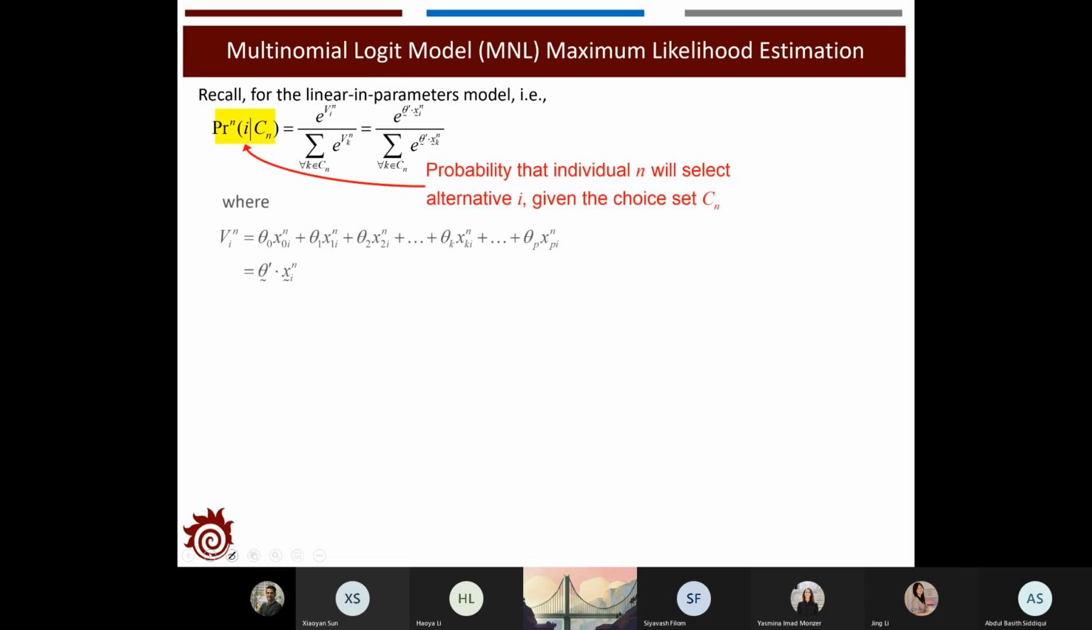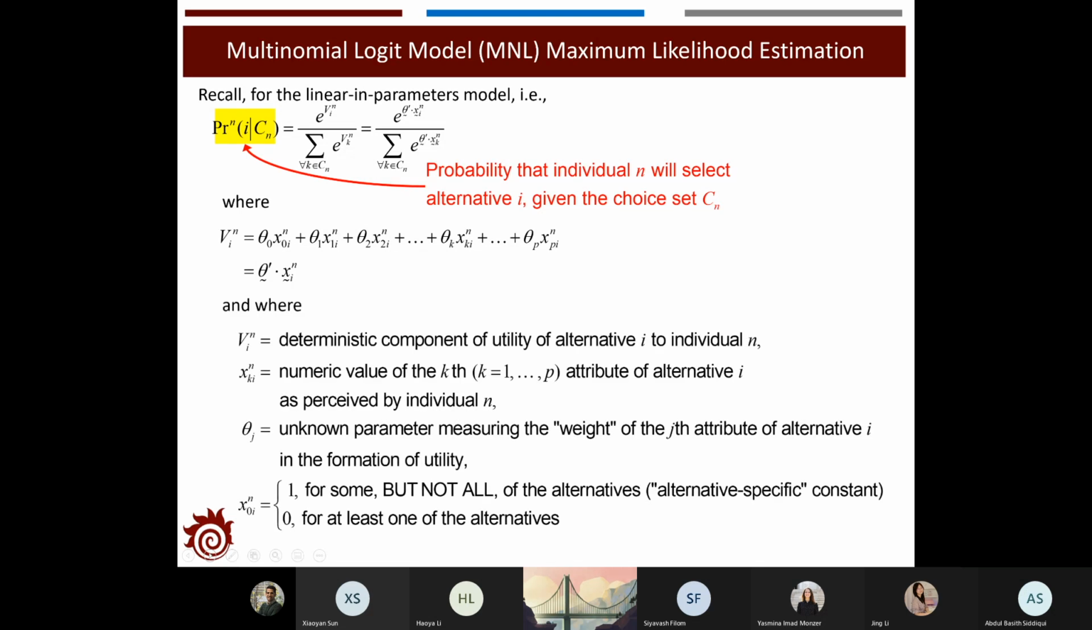Here is the part for us to make a summary about the derivation. First of all, we have all these assumptions. We have the multinomial logit model. We have the linear format for the deterministic component. We have the definitions of the attributes, the unknown variables, and also some constant coefficients. Here I will give you a reminder about the definition of one component.